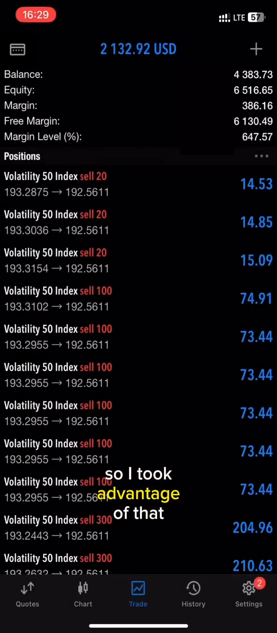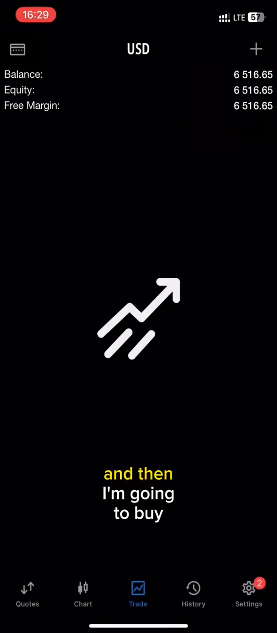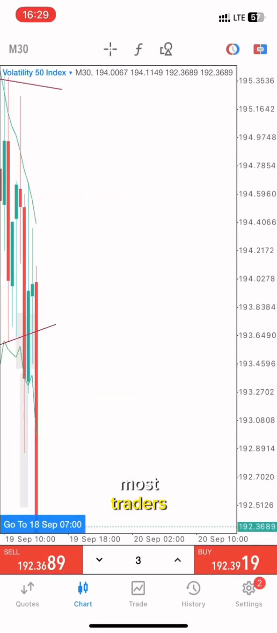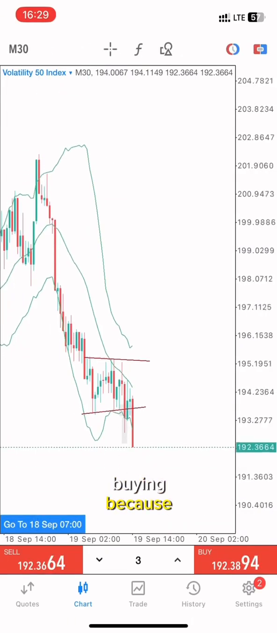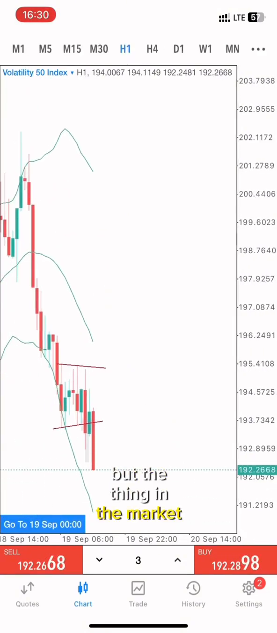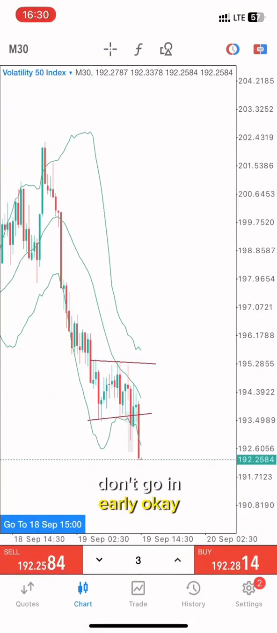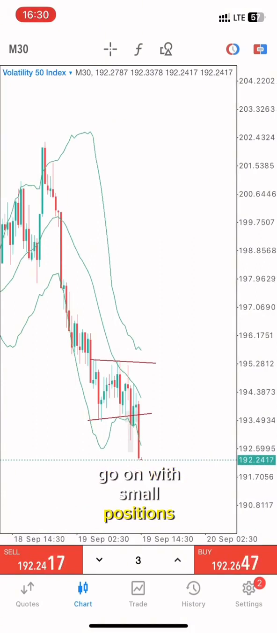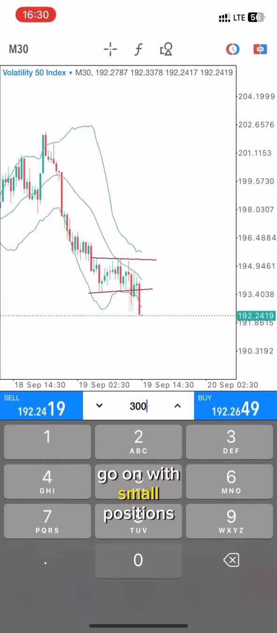So I took advantage of that sale, and then I'm going to buy, because when it does a fake out, most traders immediately start buying because they identify the fake out and they are correct. But the thing with the market, don't go in early. If you want to go in early, go on with small positions.